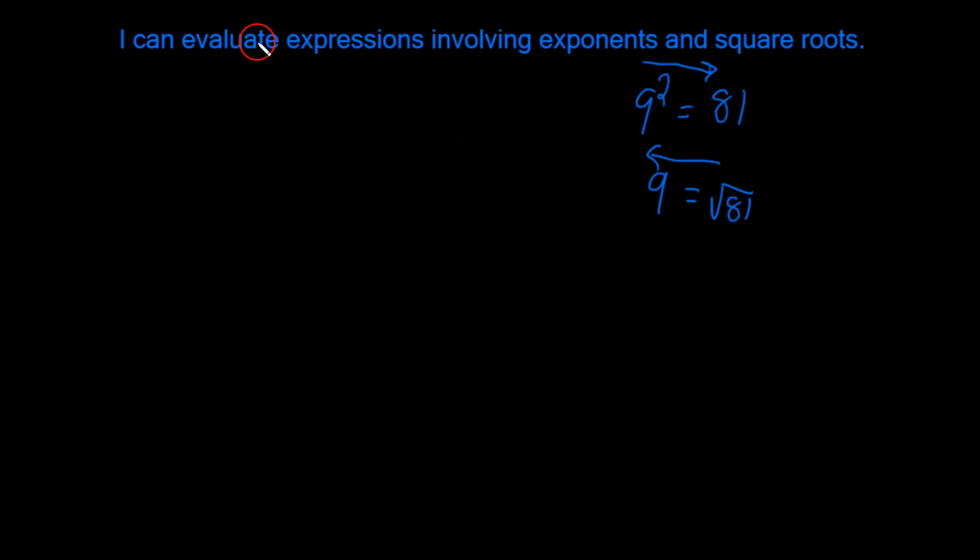Okay, so let's just get into a few examples of evaluating expressions that involve square roots and exponents. So let's look at this example here. Let's say we have 6 squared plus the square root of 36 minus 17. So let's just start evaluating this expression. 6 squared, that's just 6 times 6, that equals 36, plus the square root of 36.